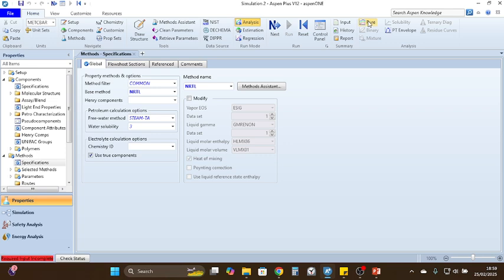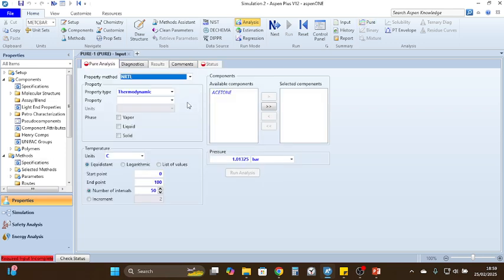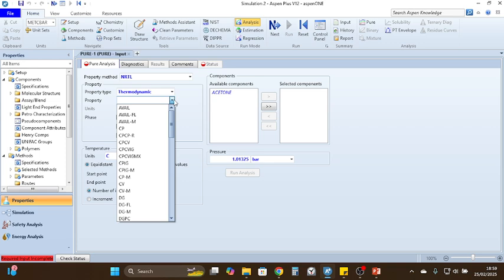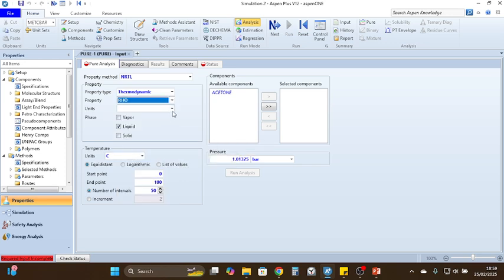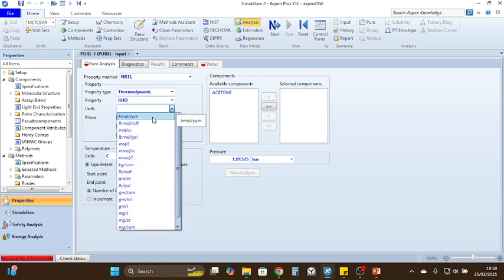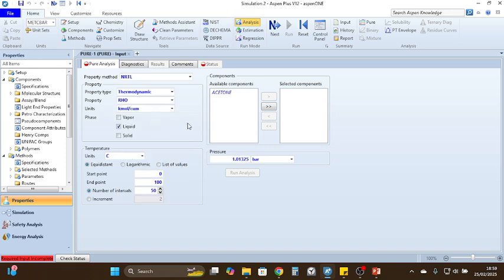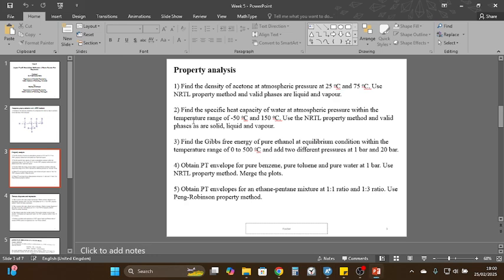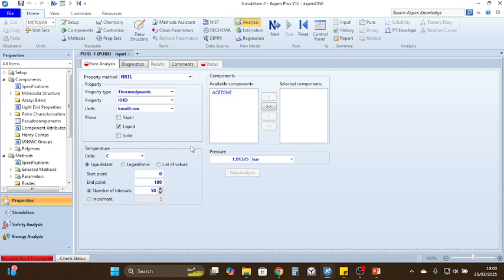Next, we have to do pure analysis. So what is the property type? Thermodynamic. So what property are we going to analyze? We are going to analyze density. Density is over here, density of pure compound. We are going to set the unit as kilomole per cubic meter, and the temperature it is being asked at 25 and 75 degrees Celsius.